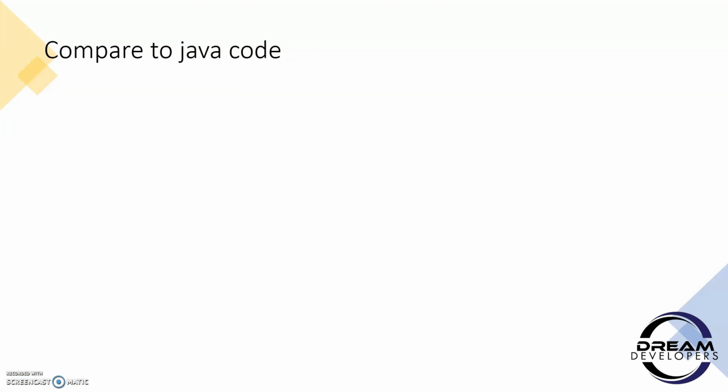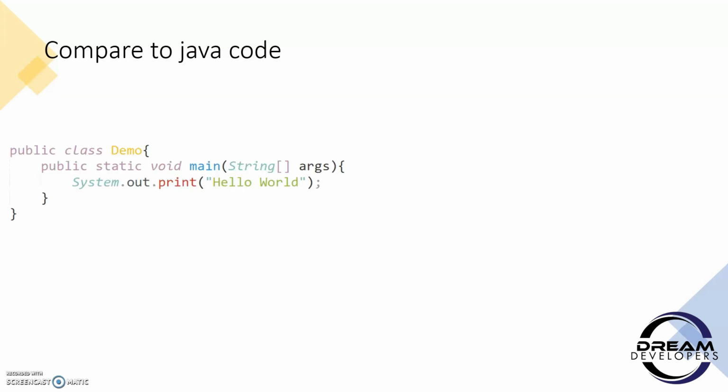Let's compare the Hello World code of Java to understand this. Here, I have a demo class. Inside the demo class, I have a main method, public static void main. Inside this, I have a print statement of hello world. In order to print hello world in Kotlin, we need the hello world string inside the double quotes and put it in brackets with the print method.